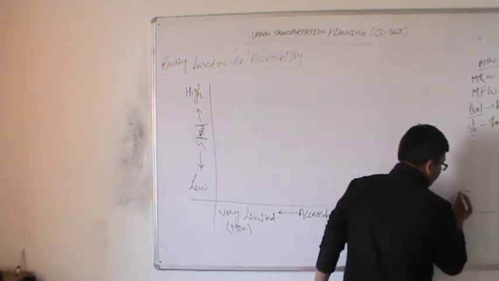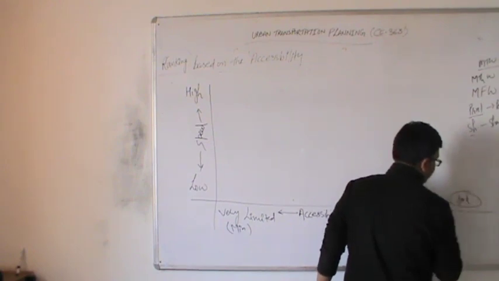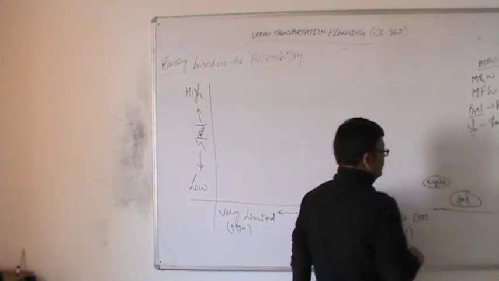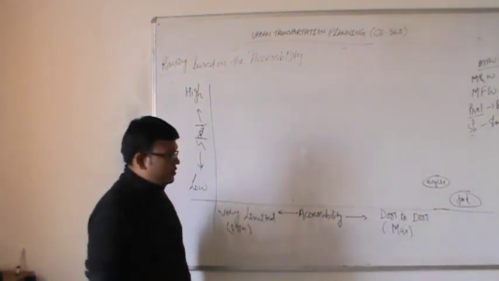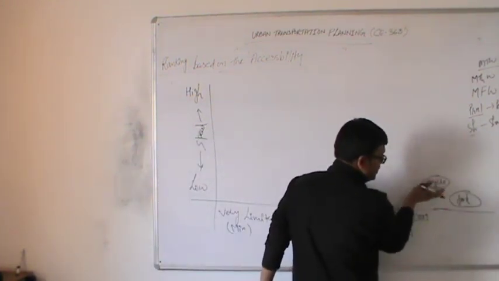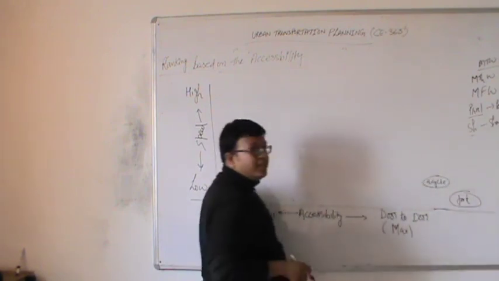So if I am keeping the foot at this place, then I have to keep the bicycle at this place. That means having the more accessibility and less speed as compared to this, the accessibility is less and the speed is more.